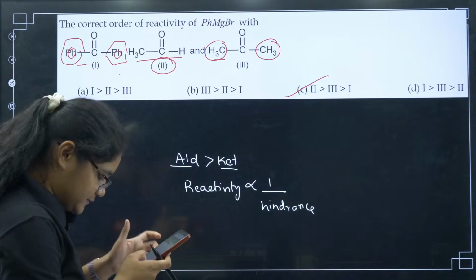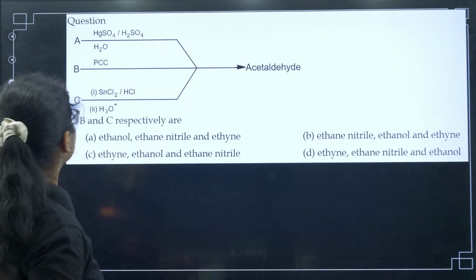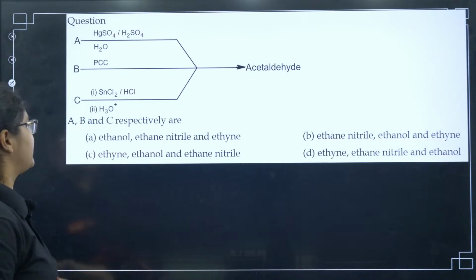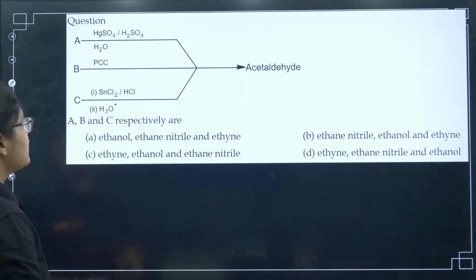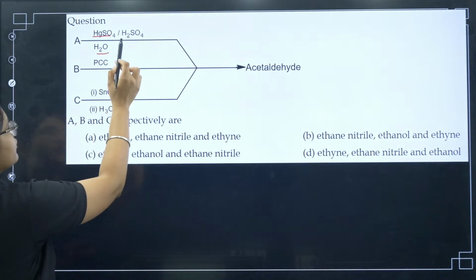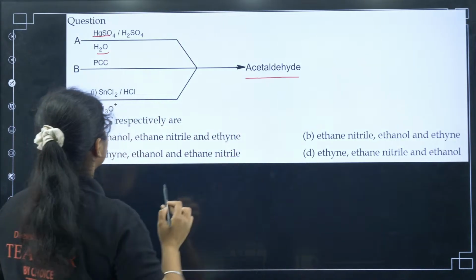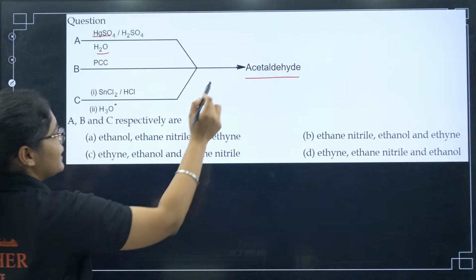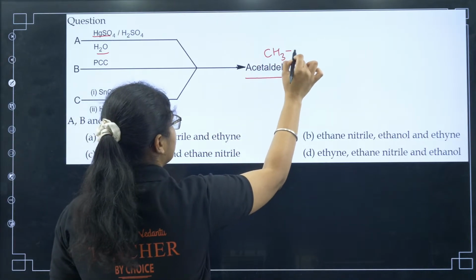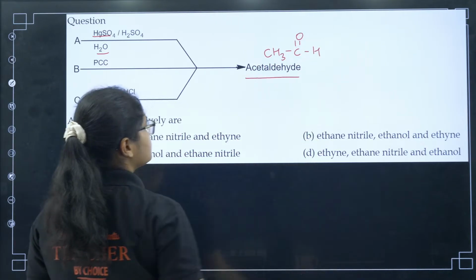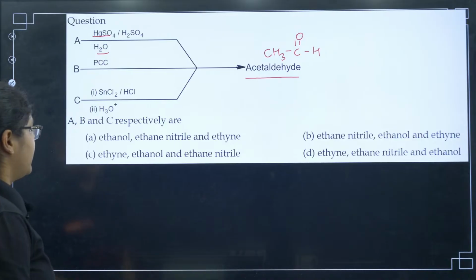Okay, yes. Okay, next here, you have to predict A, B and C. So what will you react with HgSO4 and H2SO4 to get acetaldehyde? PCC will give you acetaldehyde from what? Ethanol, right? Ethanol. So what will be the reaction here? Anyone?